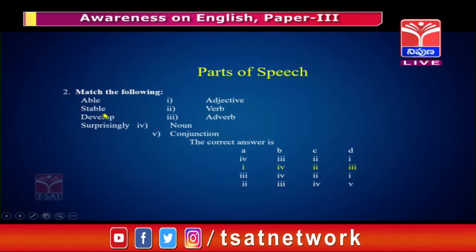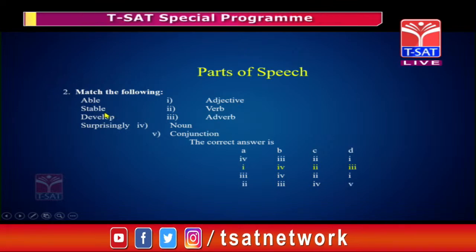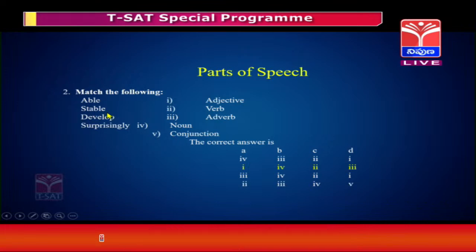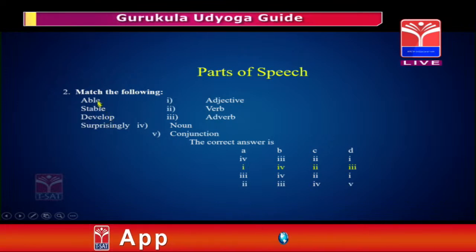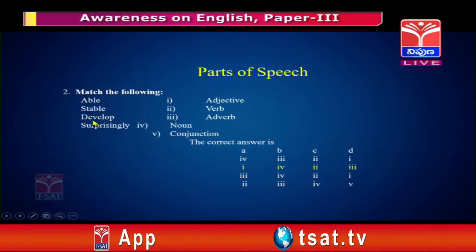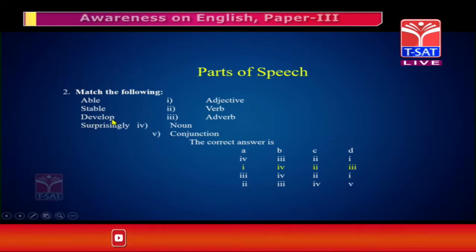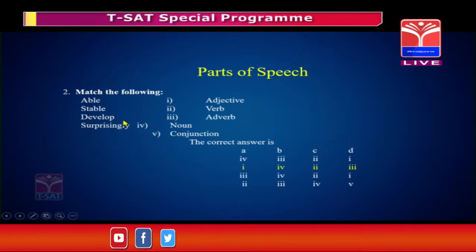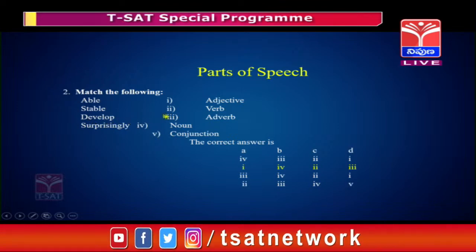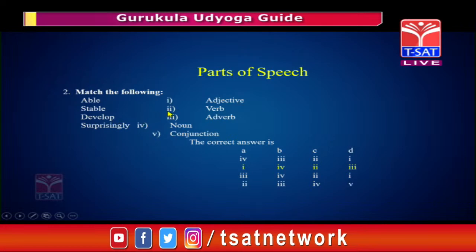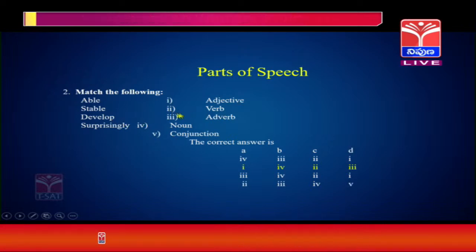Then even the second one, you don't have any clue. In that case, do not worry at all. Just go with the word which you know, which you know the parts of speech of. Suppose you can see the third one, develop. As we know, develop is a verb. So you find out where this verb is. So here develop, you can see option 2 is the right option.